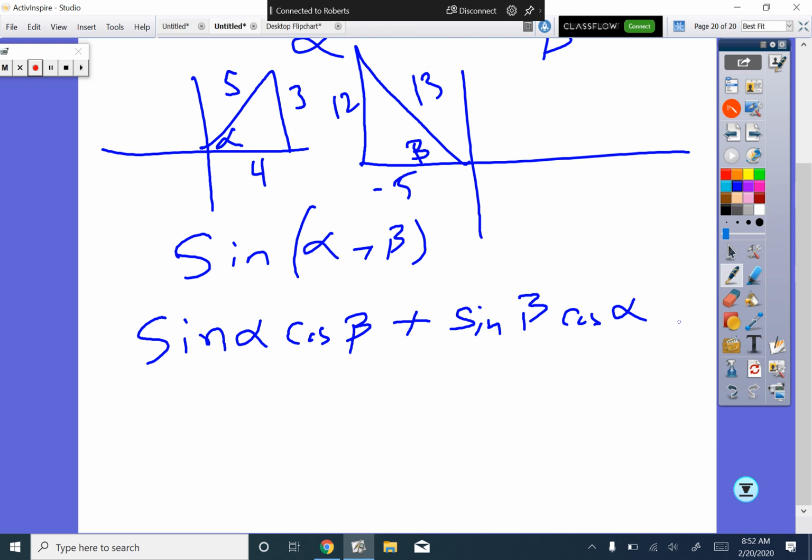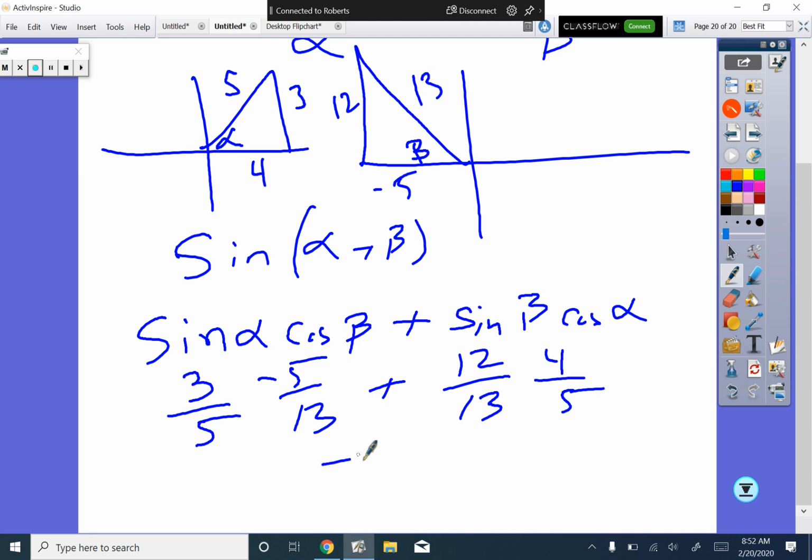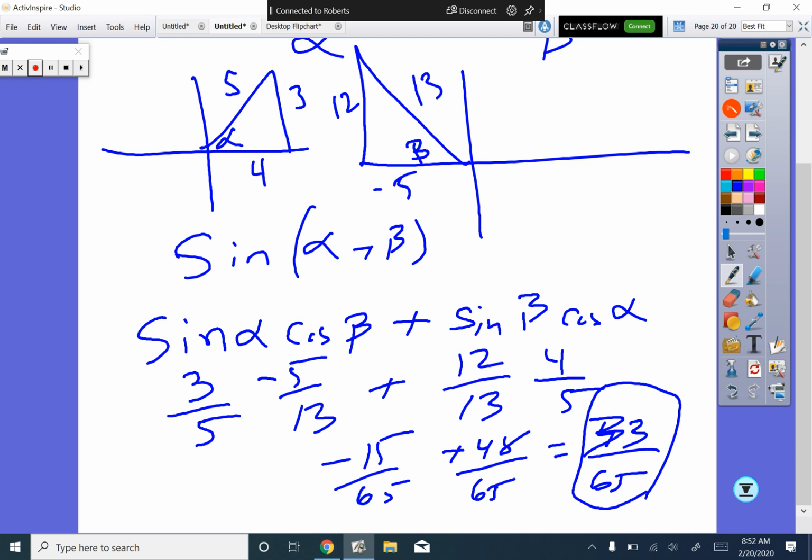Right? Okay, what's the sine of alpha? 3/5. How about cosine of beta? 12/13, right? Oh, because it's beta. Cosine of alpha. So I get negative 15/65 plus 48/65, which is 33/65, and that can't be reduced. So there it is.